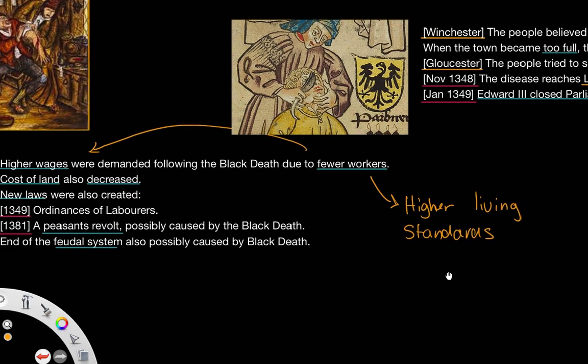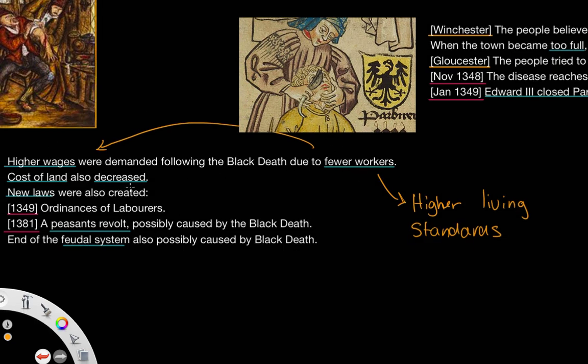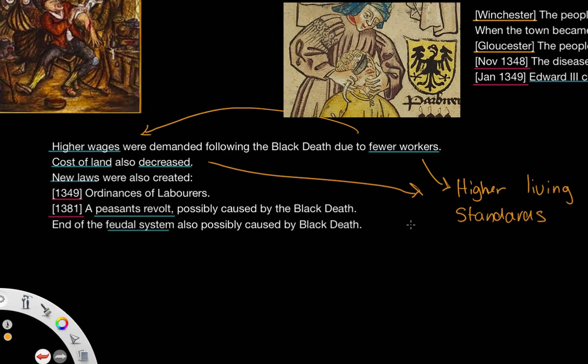Okay? And again, this also ties in to the idea of land costing less because there were less people to buy the land. Therefore, the supply of land relative to the amount of people who were buying it went up. Okay, so the cost of it would decrease because people would want to get rid of the land because there's no other people to sell this land to. Okay, so what about the actual pieces of legislation that came about from this?